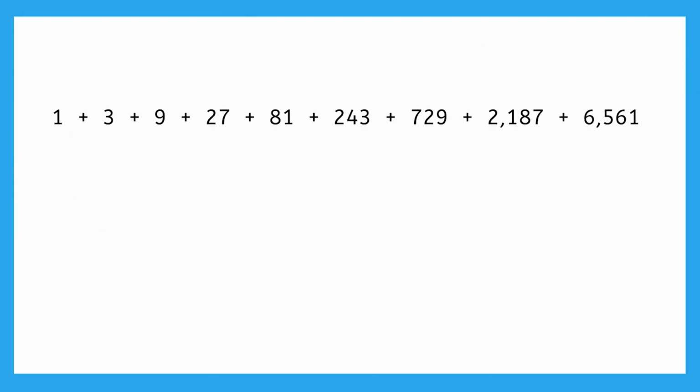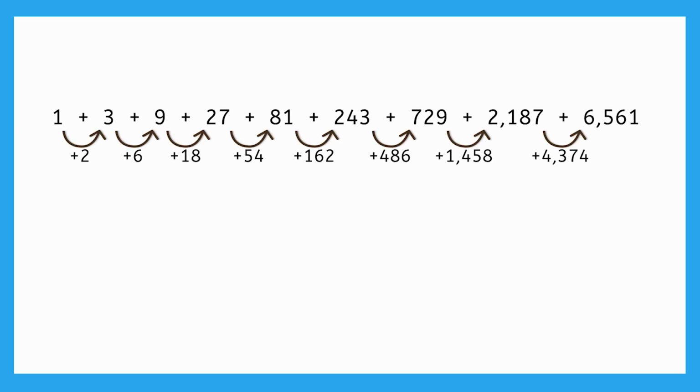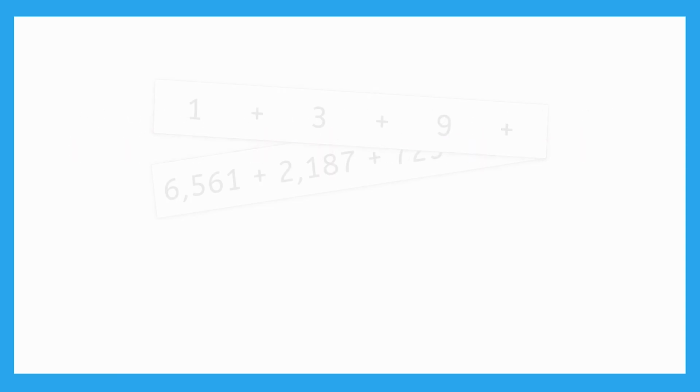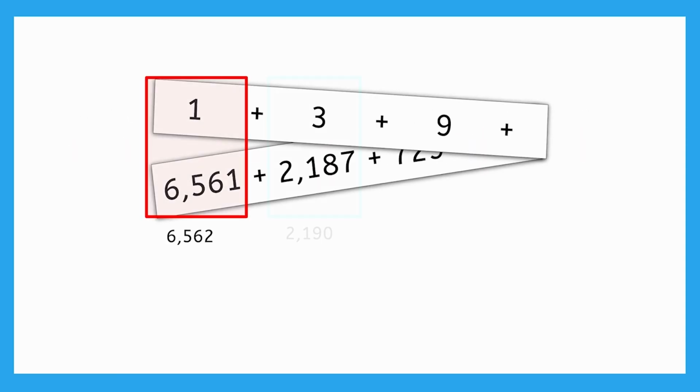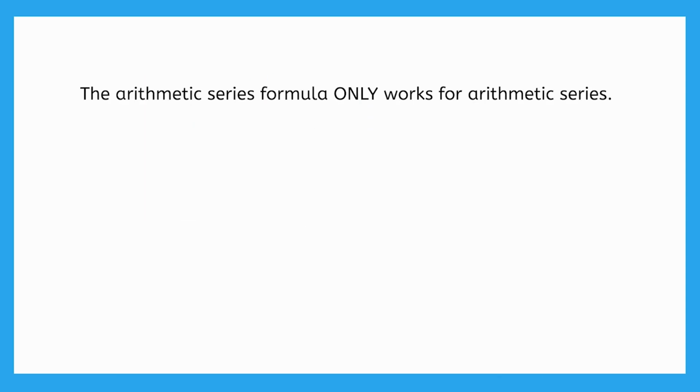This is very much not the case for geometric series, because there isn't a common difference. The change between any two consecutive terms is always different. So it's incredibly unlikely that any pair of terms will have the same sum as another, no matter how you rearrange them. So it seems we're at an impasse. The one formula we know to quickly find the sum of a series only works for arithmetic series.